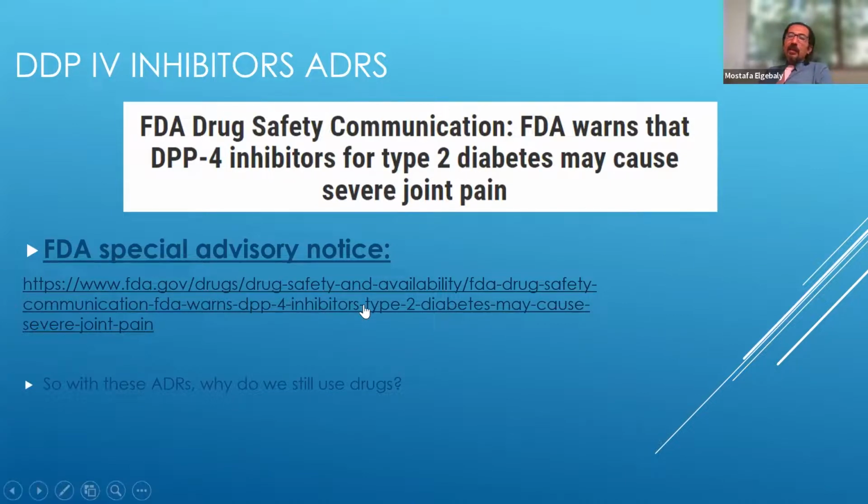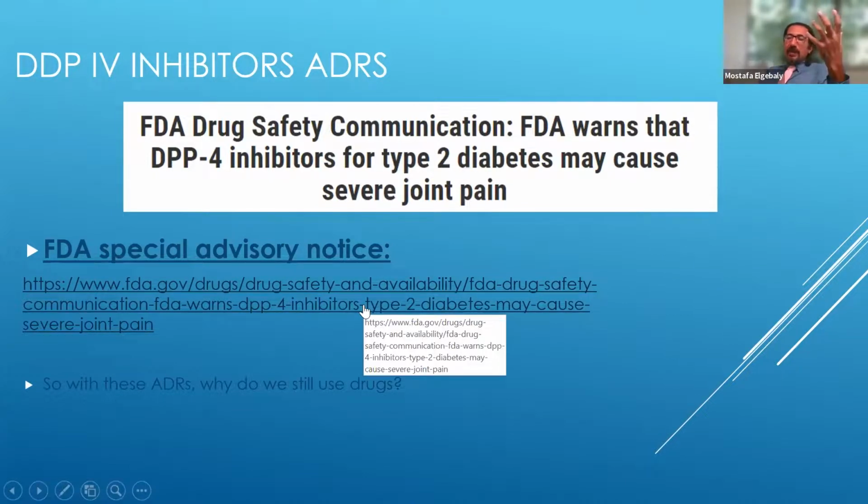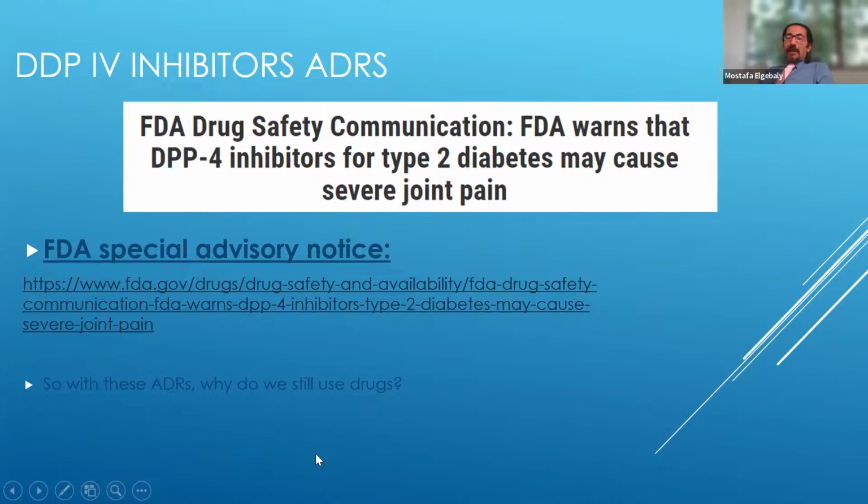So they can read about the details of that advisory, because when patients read about this, they panic. But the reality is all drugs have side effects. So that brings up a question I ask students. With all of these side effects, adverse drug reactions, why do we still use drugs? Would you like to guess? Just make a guess. If drugs give us all these problems, why do we still use them?